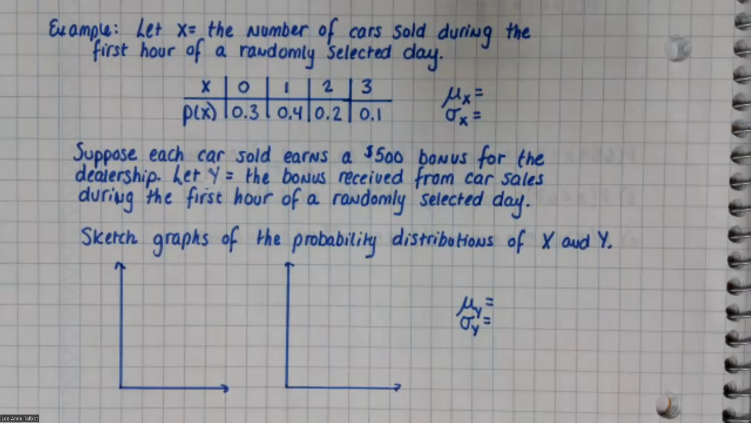Does it list all possible outcomes, assuming that they sell only up to 3? And are all of the probabilities between 0 and 1 and add to 1? Yes. Okay, perfect. This is a little bit of review.